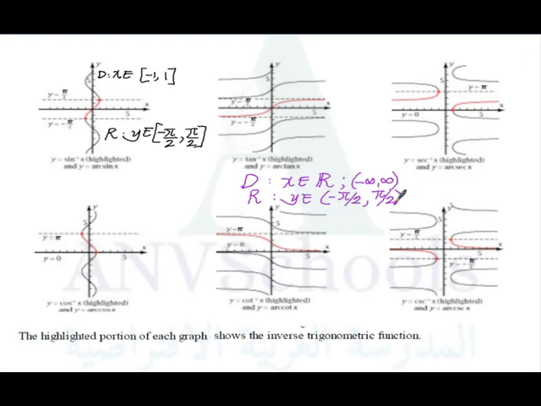What is the domain of the secant function? So the secant function has a domain which is from -infinity going to -1, okay, union 1 to +infinity. And the range here of this secant function is occurring from 0 to pi. Okay, so this is from 0 to pi.